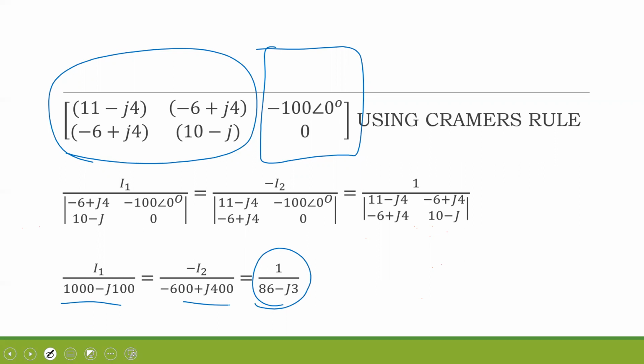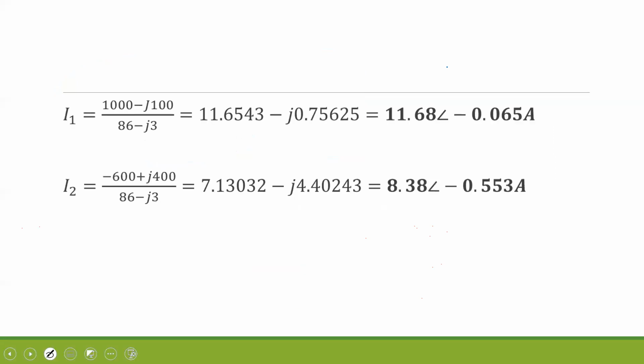So again, if you wish, you can use your calculators to solve this, or depending on what we ask, you can use Cramer's rule as shown. Any questions so far? All right, moving right along.